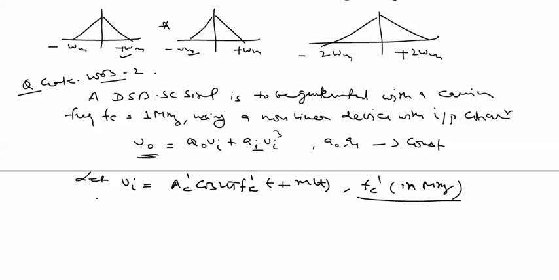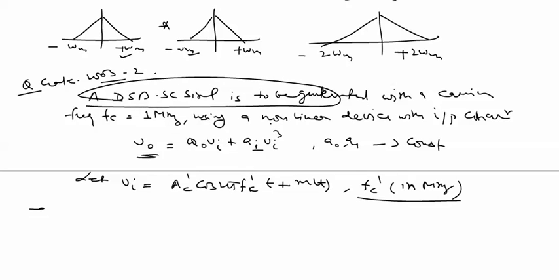In the question, we are following some procedure. A DSBSC signal is to be generated. We want to generate a DSBSC signal with carrier frequency 1 megahertz, by passing through a non-linear device. The input-output characteristic is mentioned here. The input of this non-linear device is given to us. By applying this input to this device, we get the DSBSC result.